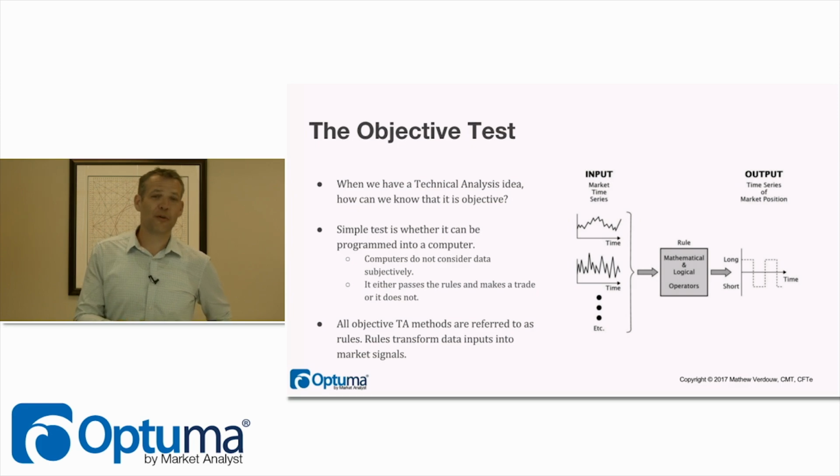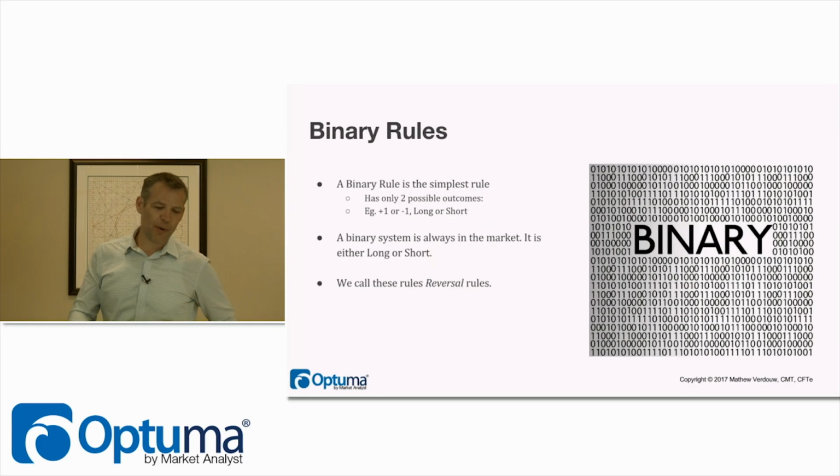The downfall of computers is that, whatever happens and whatever the rules are, that's what it's going to execute, even if that execution is completely ridiculous by anyone who's standing by and watching. So, there's always pros and cons to everything. So the binary rule is the simplest, has only two possible outcomes, +1, -1, long, short, that type of thing.